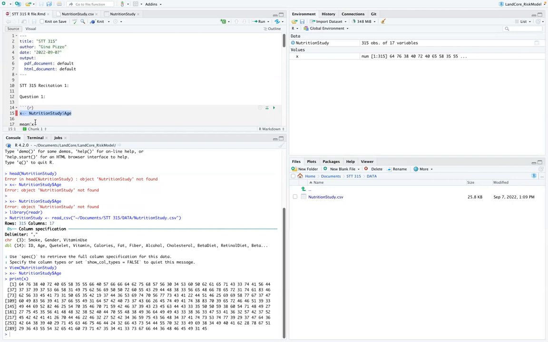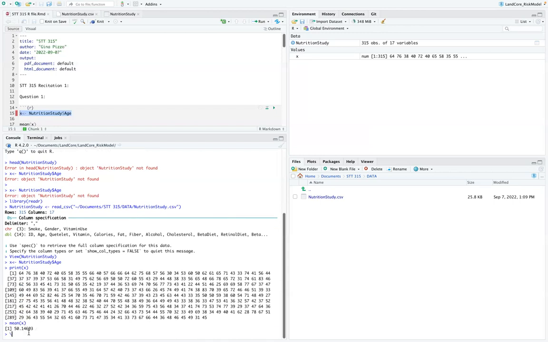The first question for us is to find the mean. We can find the mean by typing mean X, and that will give us the mean of 50.14603. Remember that what the mean does is it adds up all of these different ages and then divides by the total number of people in the sample.